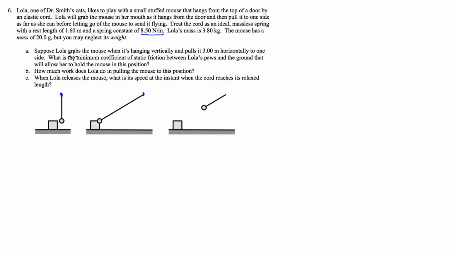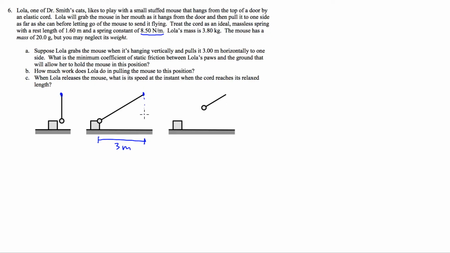So the first thing I want to find out is, suppose Lola grabs the mouse when it's hanging vertically, like this, and then she pulls it 3 meters horizontally. So she goes a 3 meter horizontal distance. What's the minimum coefficient of static friction that Lola needs between her paws and the ground to hold it in that position?